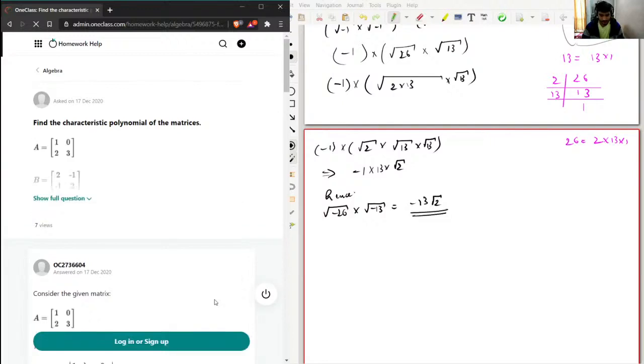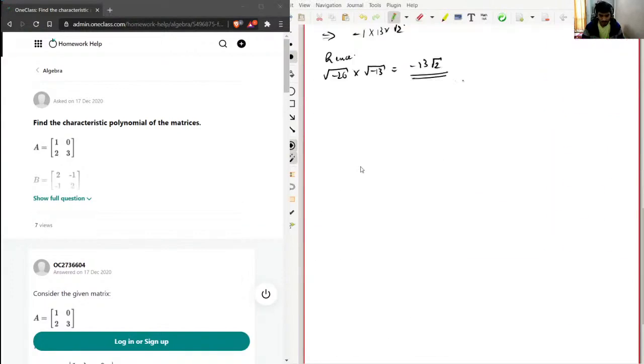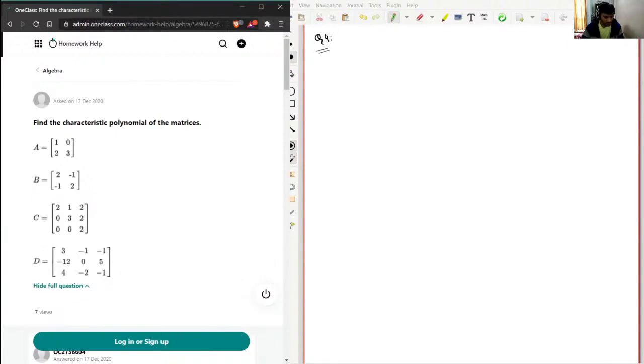And we have another question. If I look, this will be question number 4. Okay, yeah. This will be question number 4. I'll just expand this question. So we need to find the characteristic polynomial of the matrices.